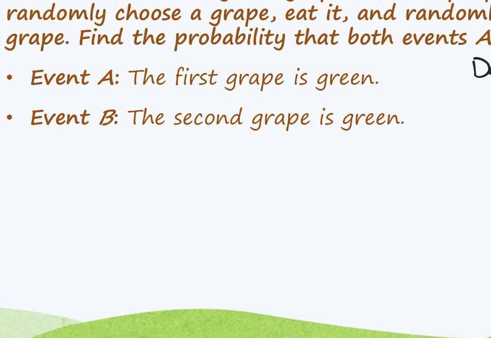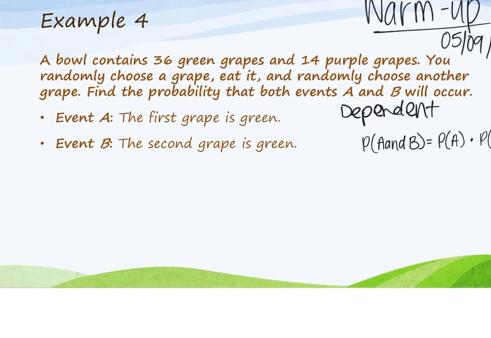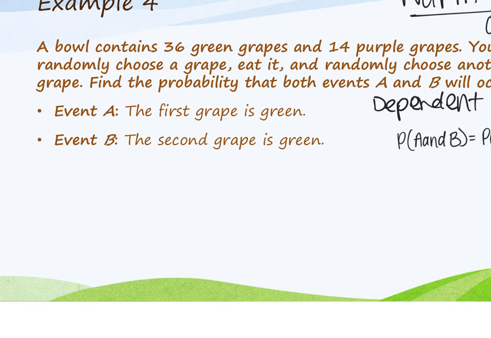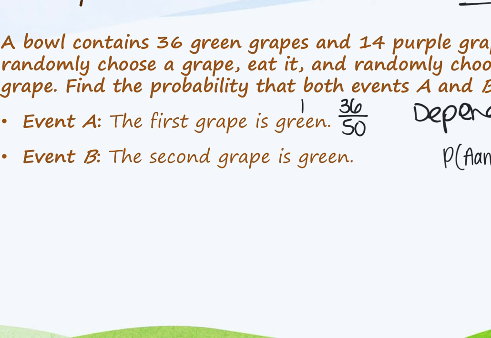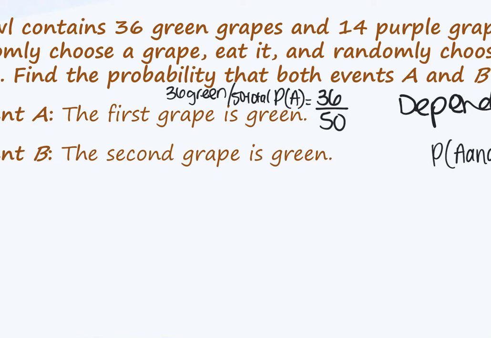Now, the probability of A is easy. It's just like a normal probability event. What is the probability that the first grape that we pick is green? Xavier, what did you get? 36 over 50 or 18 over 25. Very good. How did you get 36 over 50? Because there's 36 green grapes and 50 in total. So our probability of A happening is 36 over 50. Xavier simplified it. He divided both the numerator and the denominator by 2, so he got 18 over 25.